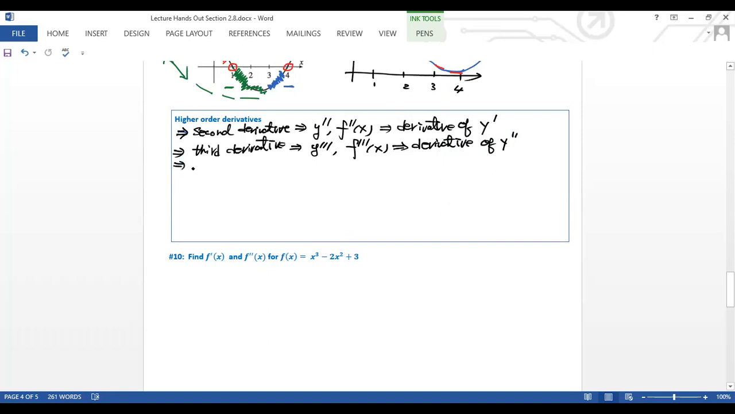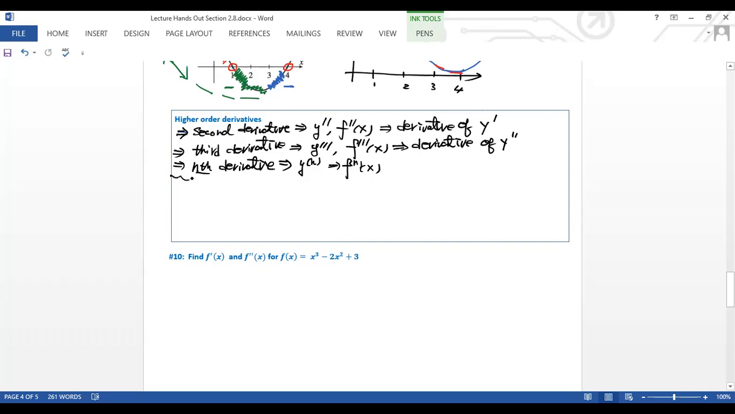Now we can define in general the nth derivative. The notation we can use is y to the nth, or f to the nth of x, so you take the derivative n times. Remember, in order to find the second derivative, we need to find the first derivative. Then we use the definition of the derivative to find the second derivative.